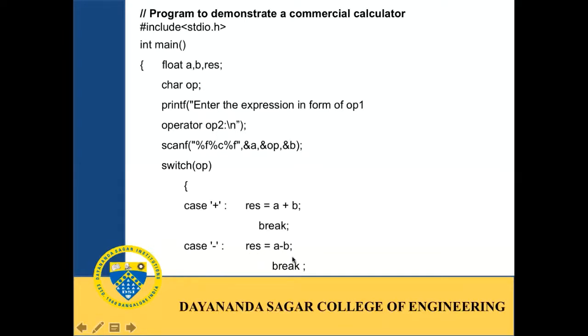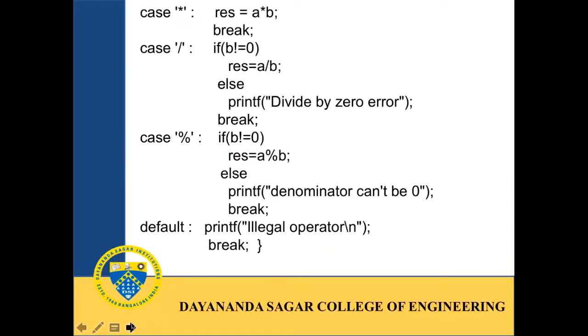Then we have to break. So this is how each of the cases will be executed. Now, if it is multiplication, then there is a different set of statements that needs to be executed. So whenever the operator entered is a multiplication operator, then the third case should be executed.